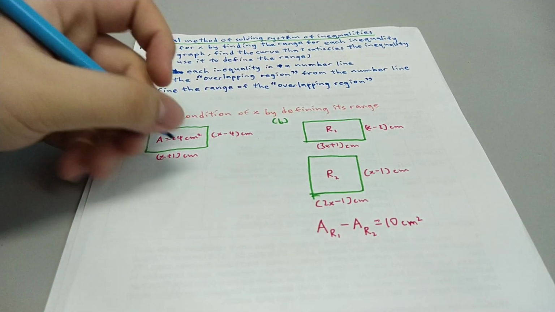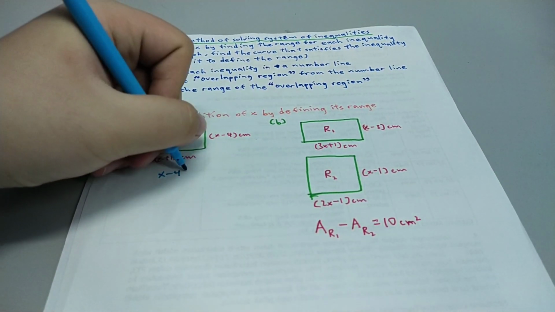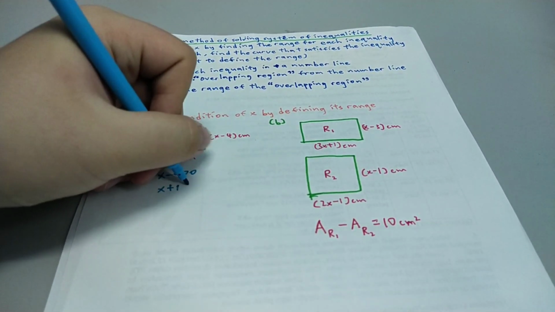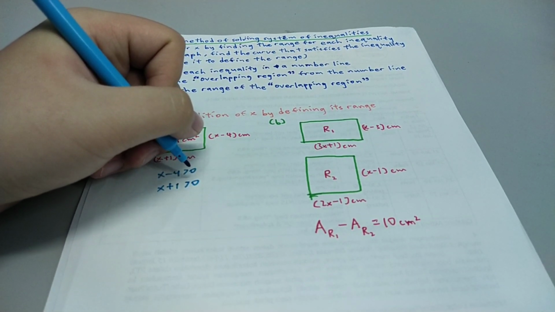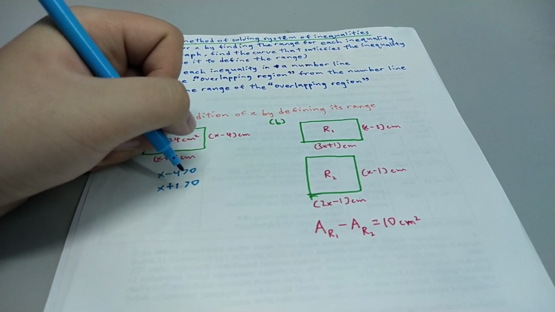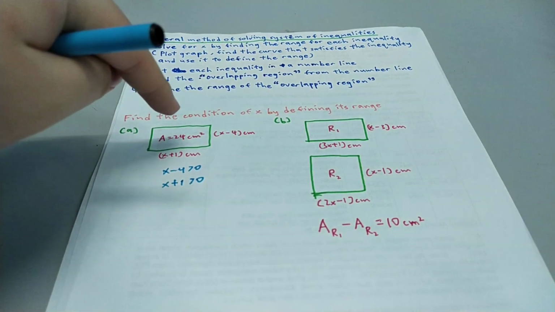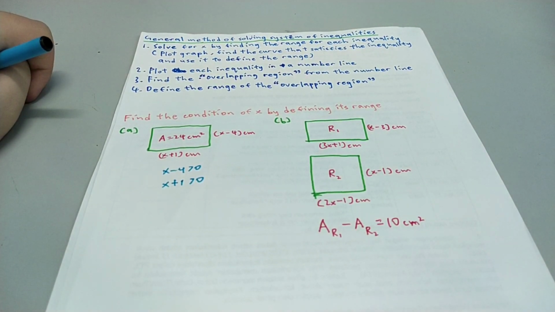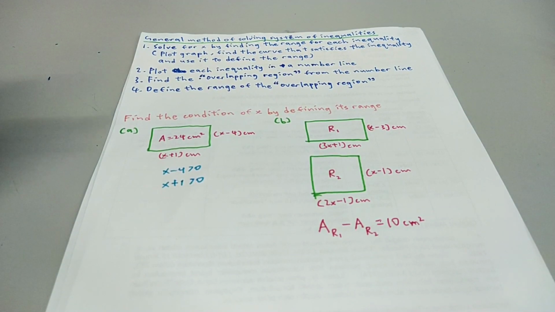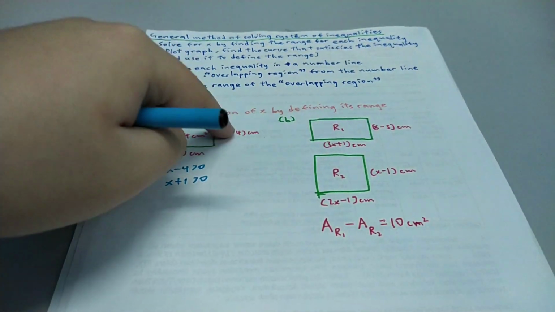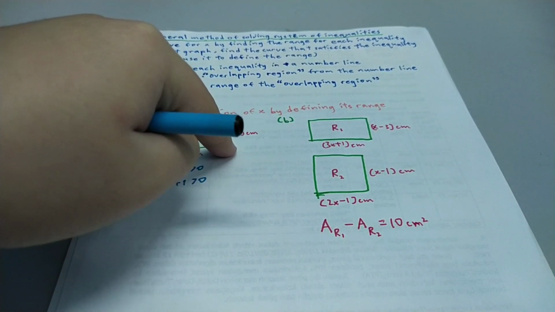Which means that x minus 4 must be bigger than 0, and x plus 1 must be bigger than 0. And now here's the most important part. Now let's say we want to find the value of x, and of course it's a quadratic equation, and we will get two possible solutions. And these two possible solutions, you plug in inside of this length and the width one by one.